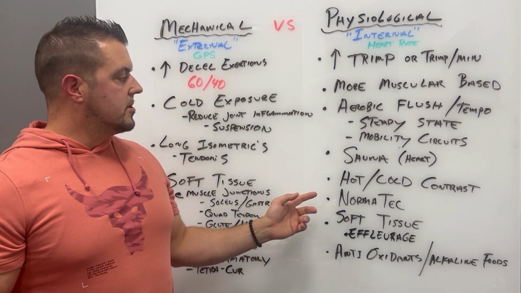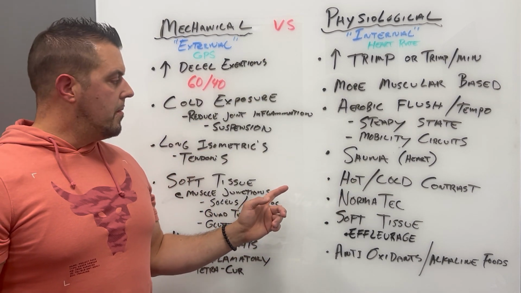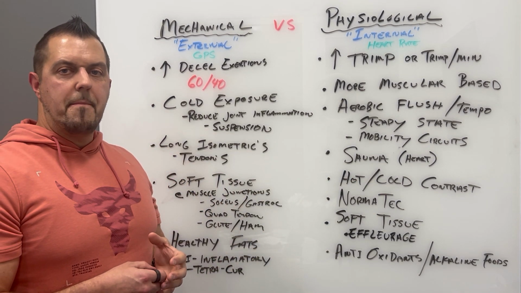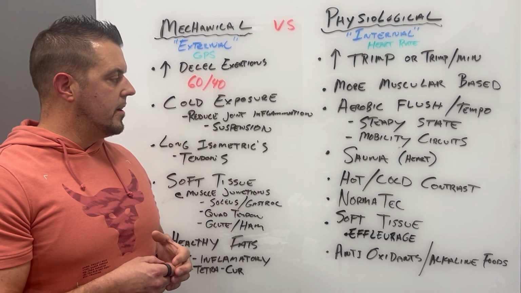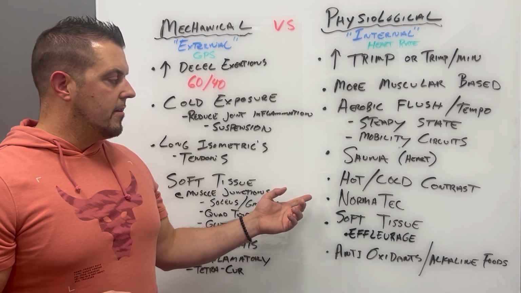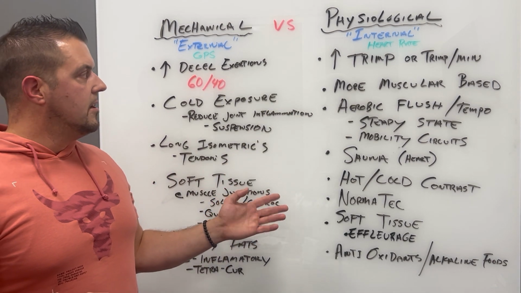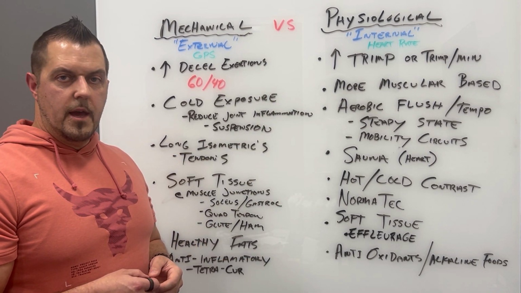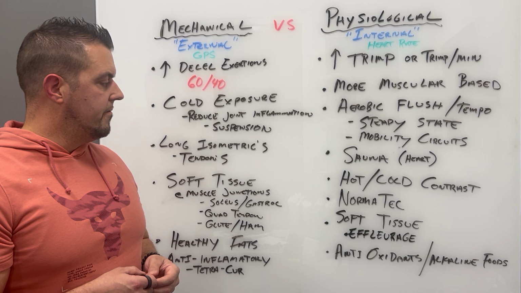Also, we might use more hot-cold contrast, a bit more of a one-to-one format, to create the pumping effect through the capillaries and allow the body to recover that way, because we're going more towards the muscular effect. Normatec, if you utilize that, is a very good strategy for this bucket. It's huge for tissue and muscle recovery and flushing.